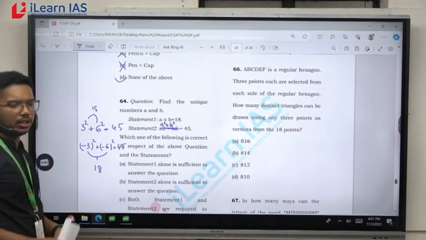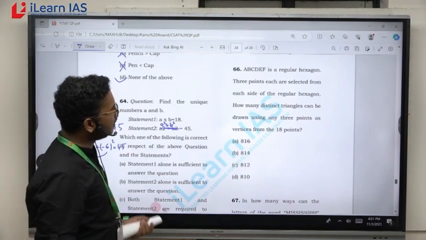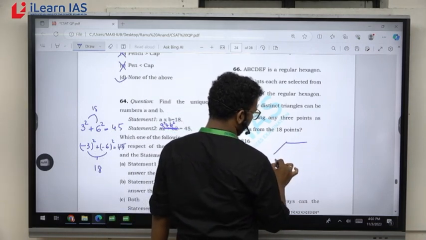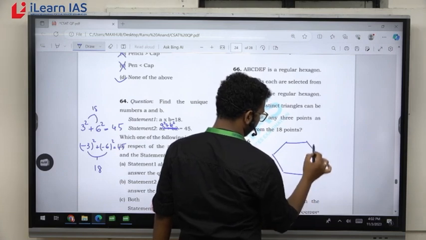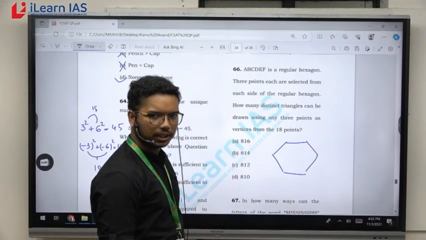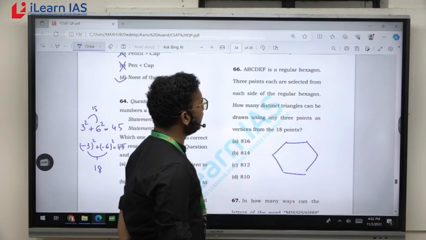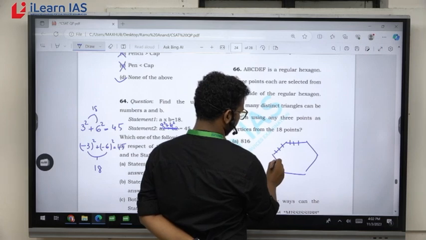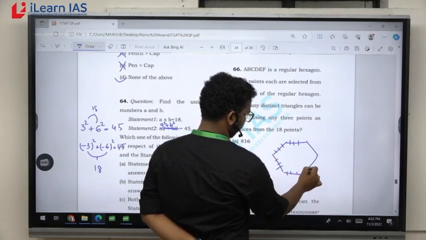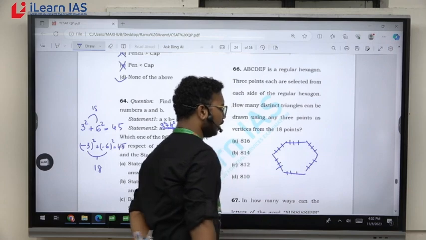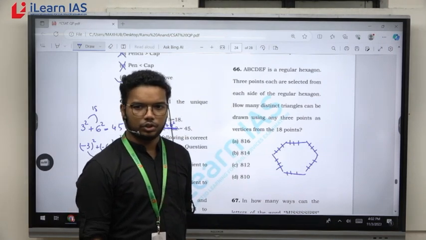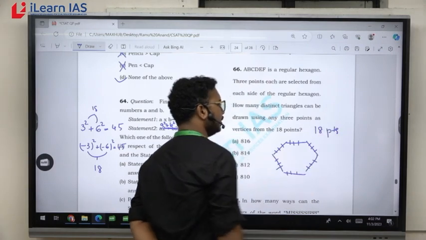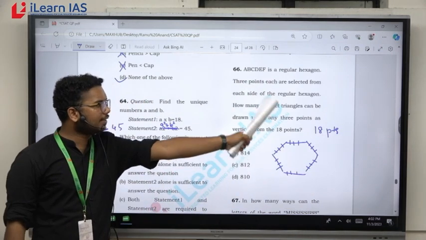Next question. A, B, C, D, E, F is a regular hexagon. Okay? Six-sided polygon. Three points each are selected from each side. So, a total of 18 points are selected. How many distinct triangles?